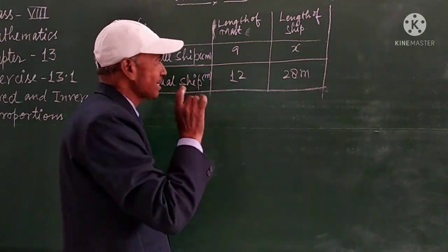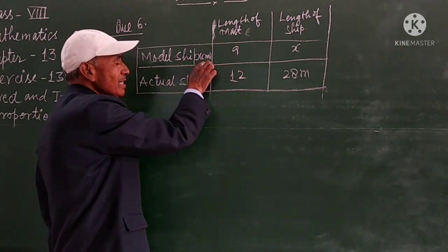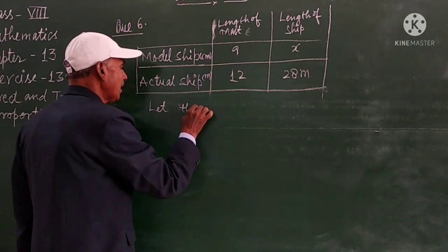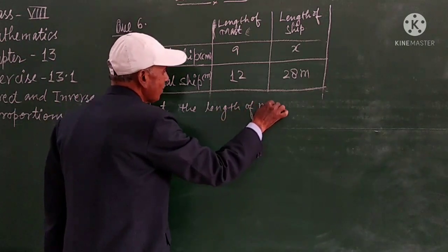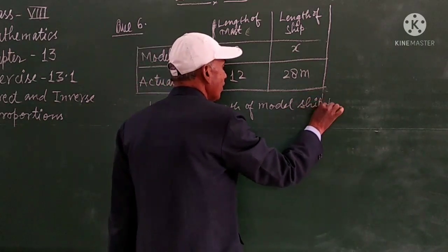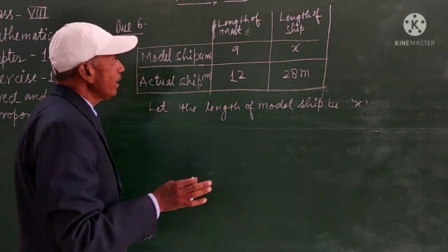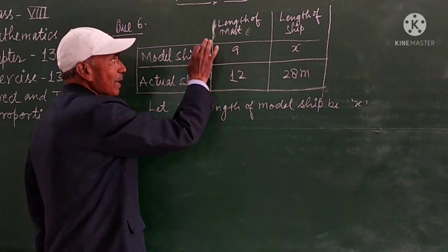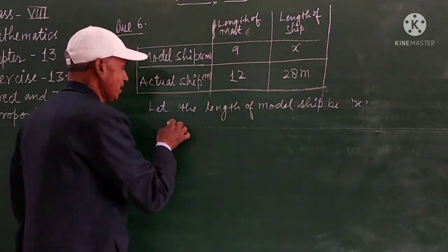So we have to find out this value, and we assume here, let the length of the model ship be x. Students, remember it is given in centimeter. In the model it is given in centimeter, but the actual length is in meter. So let the length of the model ship be x meter, student. And we know that the length of model ship and length of actual ship are directly proportional to each other.